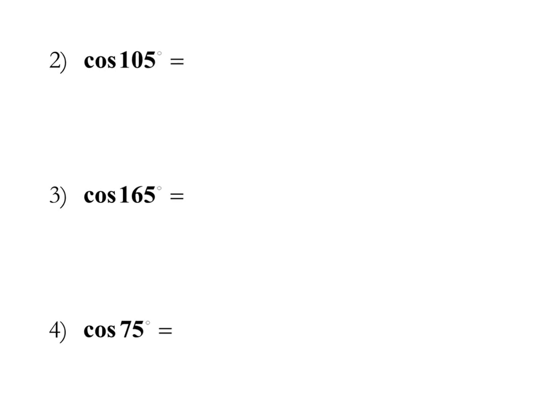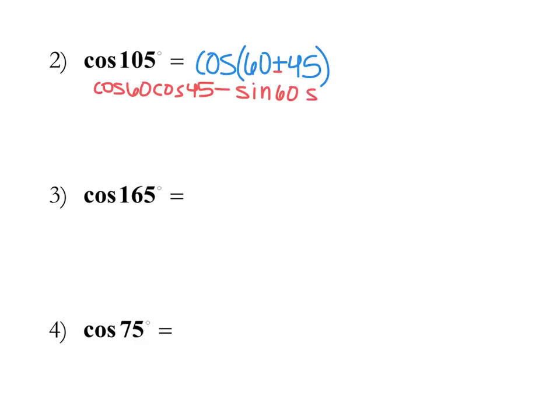Number 2 is 105. So you have to be creative in figuring out which two angles can I add together or subtract to get 105. Well, here I would say this is equal to cosine of 60 plus 45, because 60 plus 45, sure enough, is 105. Using the formula, we have cosine, cosine, sine, sine, and there's going to be a minus in between since this is a plus. So cosine of 60, cosine of 45, minus sine of 60, sine of 45.